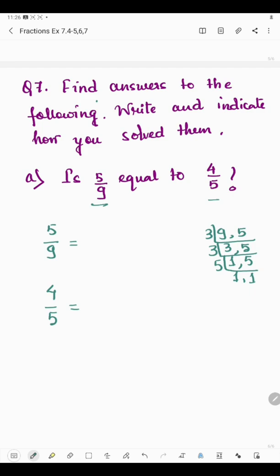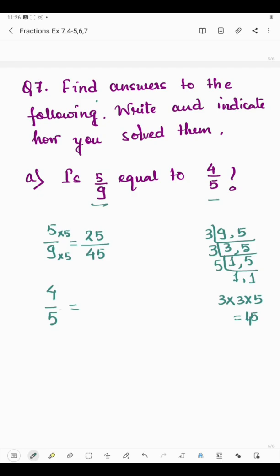So that means in the denominator we will have to make 45. Now what should be multiplied by 9? Here we have got 45. So what should be multiplied by 9 to get 45? It's 5. So the same number to be multiplied to the numerator as well. So 5 5s are 25, 5 9s are 45. So we have got 25 by 45.